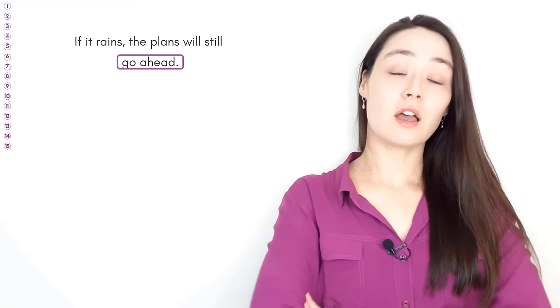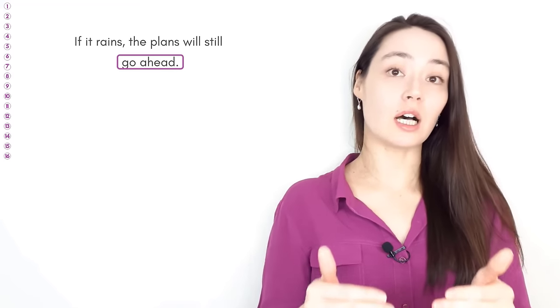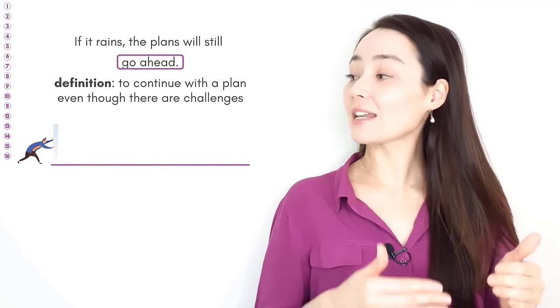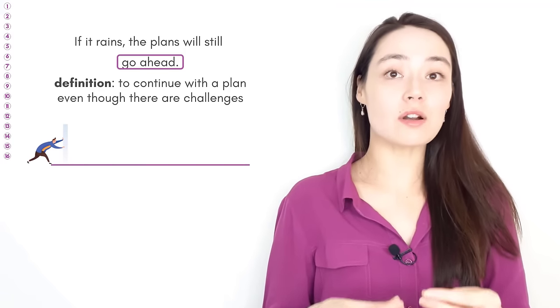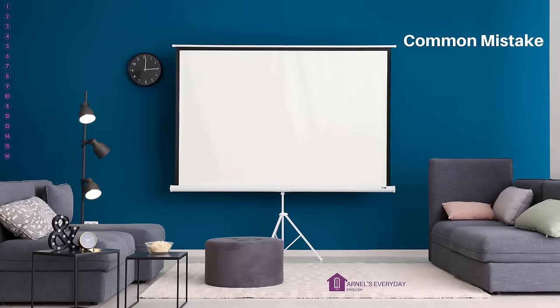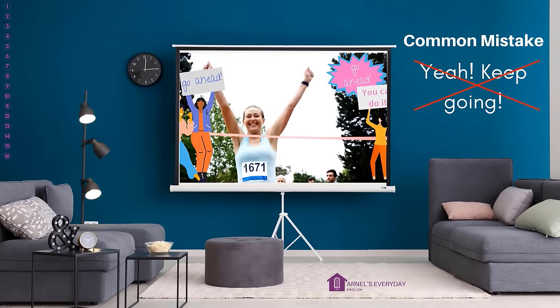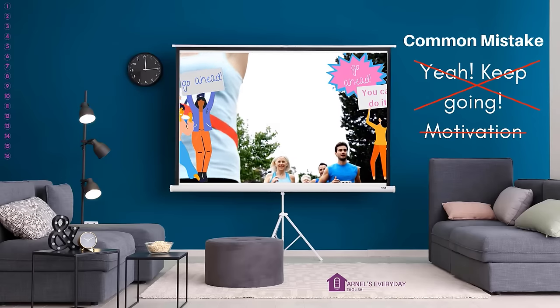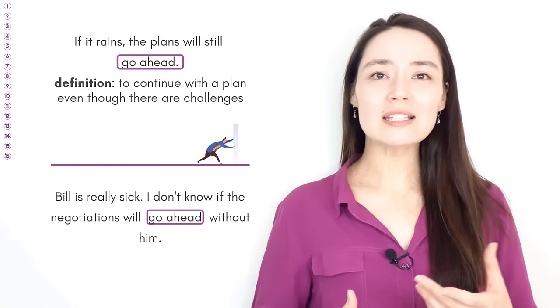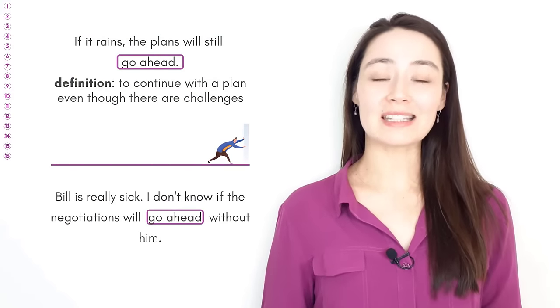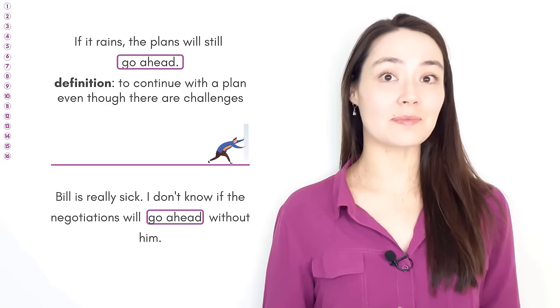If it rains, the plans will still go ahead. Go ahead. Definition. The plan continues even though there are challenges. Common mistake. Go ahead does not mean, yeah, keep going. It isn't used to give motivation. Bill is really sick. I don't know if the negotiations will go ahead without him. I don't know if they'll continue without him.